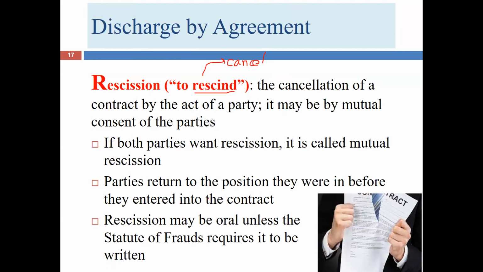So sometimes there needs to be some adjustments in position so that you really return people to the situation they were in before. Generally speaking, a rescission can be done orally. The only time that it can't be is when the statute of frauds requires that it be in writing. So if we're rescinding a contract, say, to sell some real estate, well, under those circumstances, since the first contract has to be in writing because it deals with real estate, then the rescission or the cancellation of the contract is also going to need to be in writing.